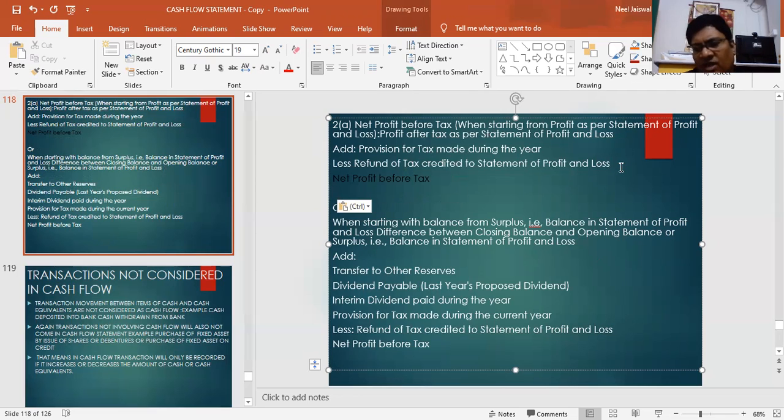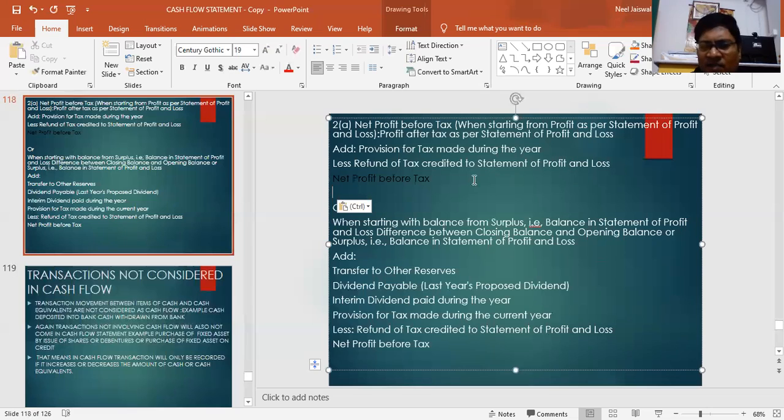If statement of profit and loss is given, that means we already have net profit before any other appropriations. Only the tax part was left, that we will add: the provision for tax made during the year. Because if we add the provision for tax, what will we be getting? We will be getting net profit before tax. And if any refund is done, then we will subtract it in order to get the effect of tax removed.